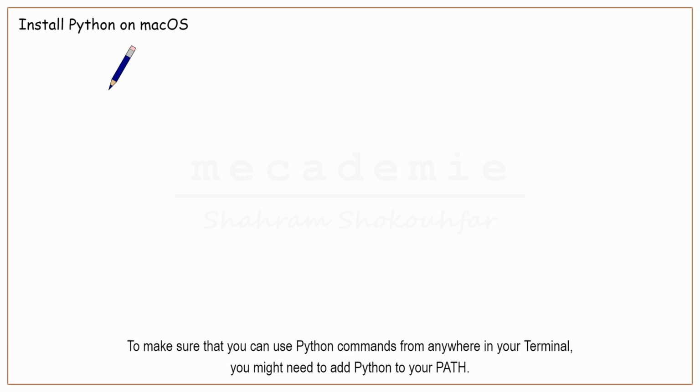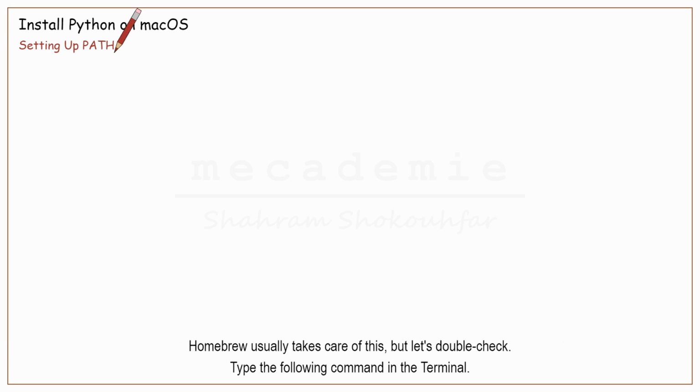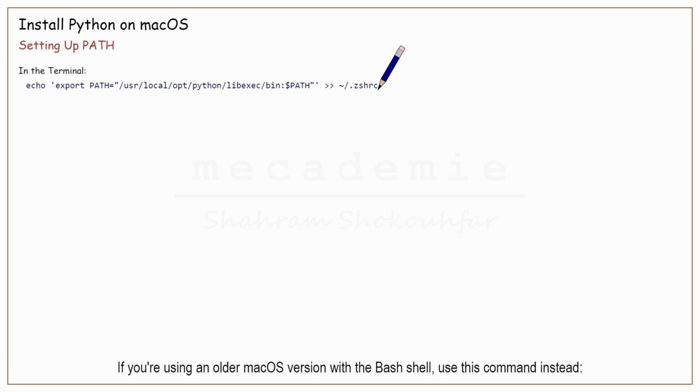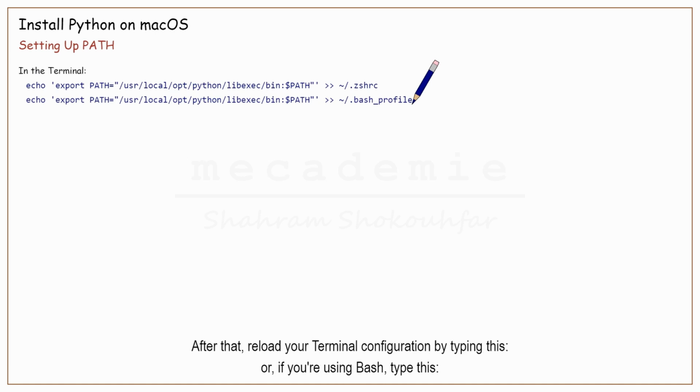To make sure that you can use Python commands from anywhere in your terminal, you might need to add Python to your path. Homebrew usually takes care of this, but let's double-check. Type the following command in the terminal. This command adds Python to your path for the Z shell, which is the default shell in macOS Catalina and later. If you're using an older macOS version with the bash shell, use this command instead. After that, reload your terminal configuration by typing this, or if you're using bash, type this.